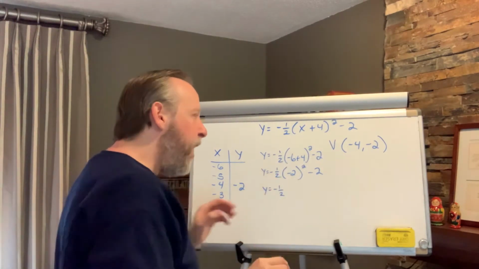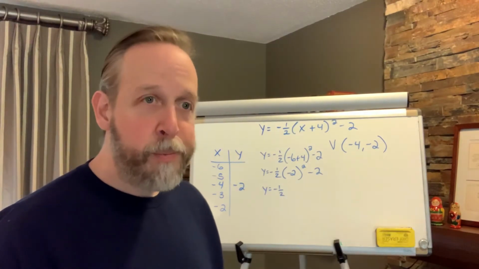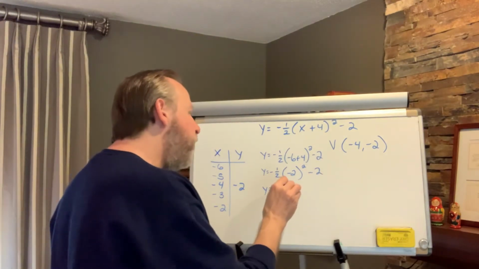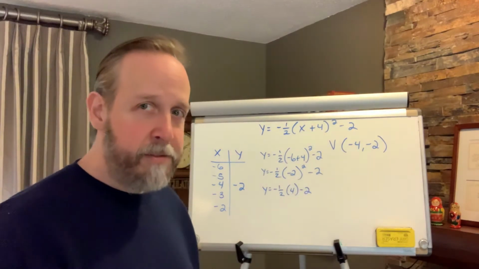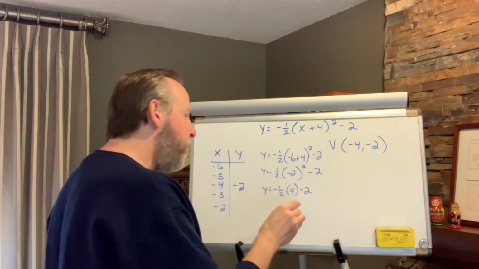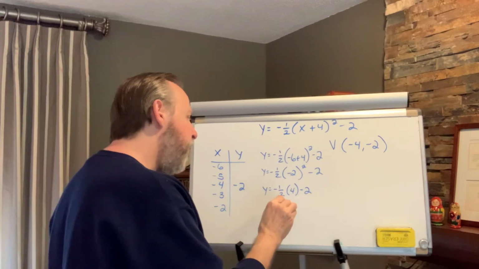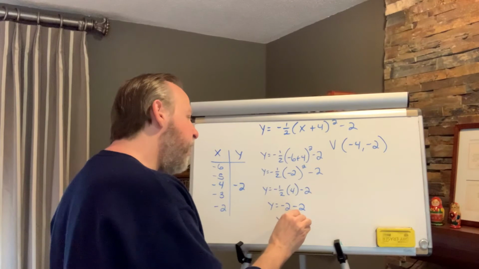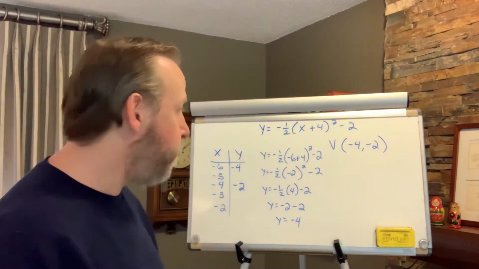Whenever you square any number, the result is positive. 2 times 2 is 4. -2 times -2, also 4. So -2 squared is 4. Remember, squared means times itself, not times 2. Now that I've covered the exponent, now there's a multiplication problem here. -1/2 times 4. And that is -2. Minus 2 more is -4. And that is my output for that input.